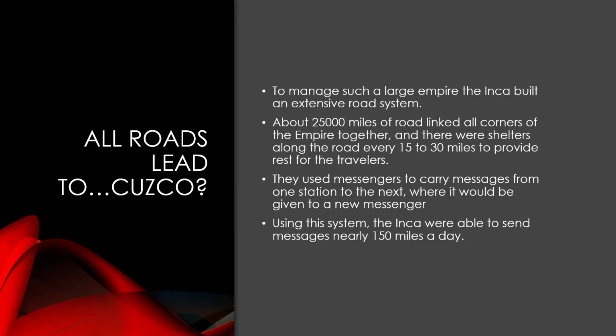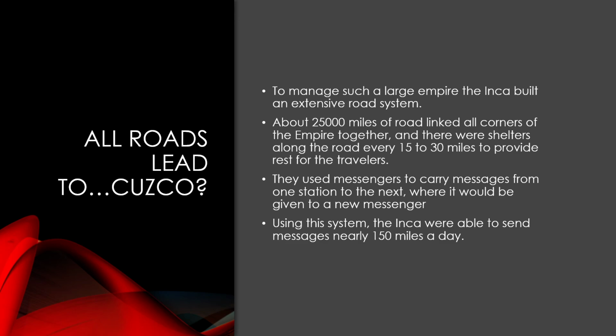Now, to manage such a large empire, the Inca had to build an extensive road system, very similar to how the Romans managed such a large empire. Different empires had different ways of dealing with this. The Chinese relied on scholar officials. The Romans relied on roads. The Inca are going to take a page out of the Roman book and build an extensive road system. In fact, they're going to build 25,000 miles of road linked to all corners of the empire. They also took a page out of the Mongols' book when they built shelters every 15 to 30 miles for travelers to rest at.